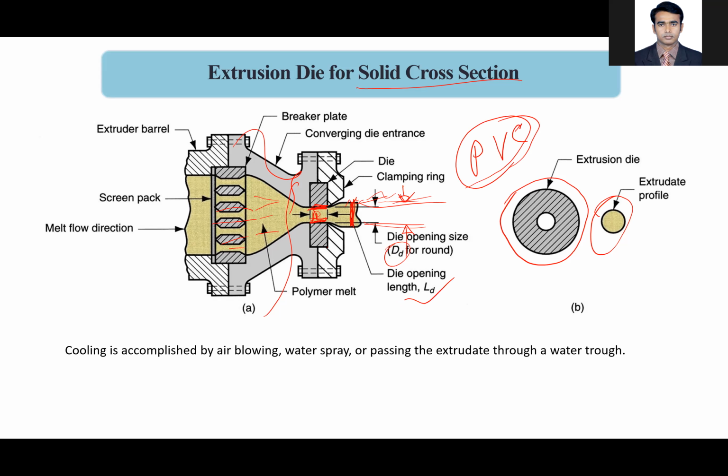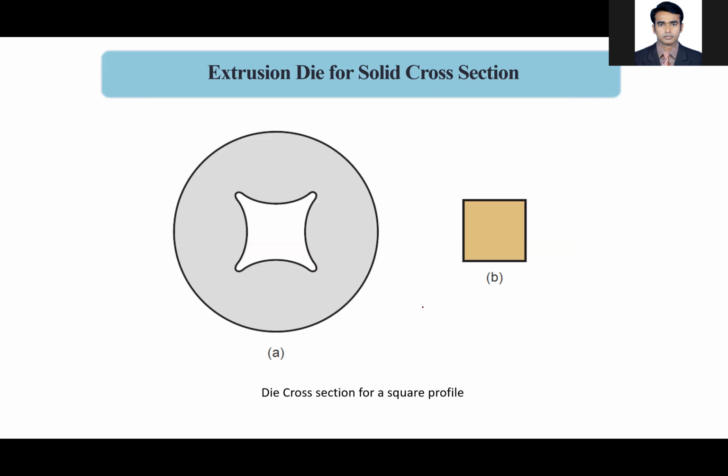Then whatever profile you provide in this die, you will get the final product. But for a circular cross section, it's very easy to get the circular die. After the extrusion, the material is cooled down by either air blowing or water spray, or by passing the extrudate through a water pond, or continuously chilling water flowing through a chilling water tank. Then we can cool the material. And about the cross section that I was talking about, to obtain a square cross section, you have to make a die like this. Isn't it interesting?